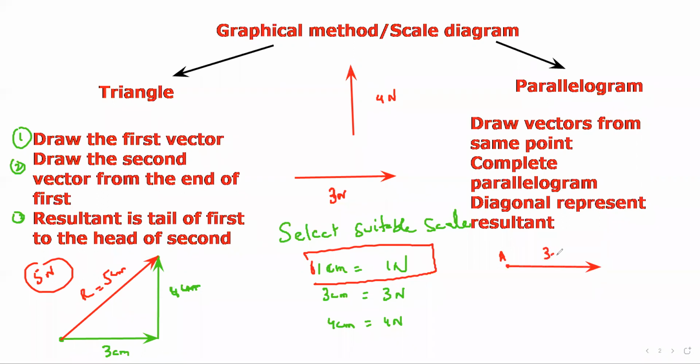So we'll draw 3 centimeter from point A, and we will draw force, because the 4 centimeter is upward. That's why I should draw it upward. So 3 centimeter is towards the right. So I draw 3 centimeter vector. And then I will draw 4 centimeter from the same point. I will draw 4 centimeter vector.